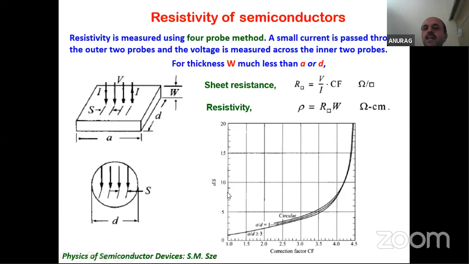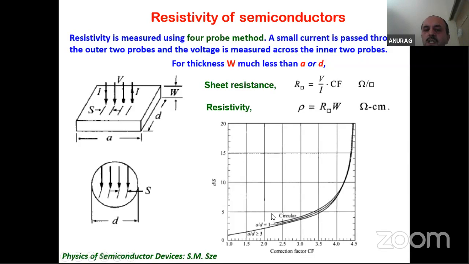So this is the correction factor. The correction factor is plotted against D, the dimension of the sample, divided by S, the gap or distance between the two probes. On the y-axis is shown the correction factor, and this is shown for different A by D. Mostly in our cases, A by D is 1 or 1/2 or something like that, so more or less the graph is the same. Circular I am just neglecting. This is the kind of graph for the correction factor.